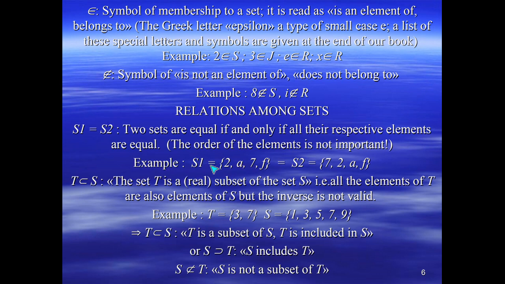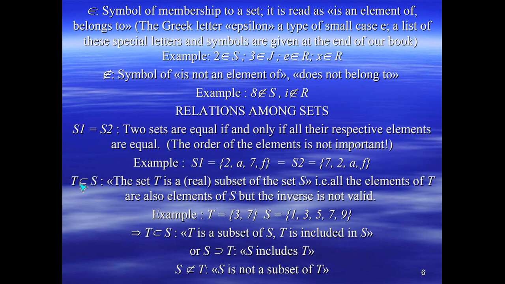So, example, S1 is {2, A, 7, F}, for instance. For some reason, we took these symbols, 2, A, 7, F. S2 is {7, 2, A, F}. It's okay, the order has changed, but it doesn't matter. They have all the same elements. There is no different element in any of these sets, so S1 is equal to S2. So equality is defined like this in the algebra of sets. This is the algebra of sets, set theory.